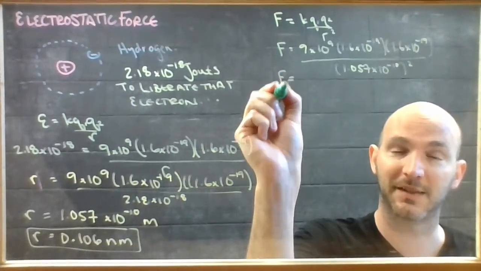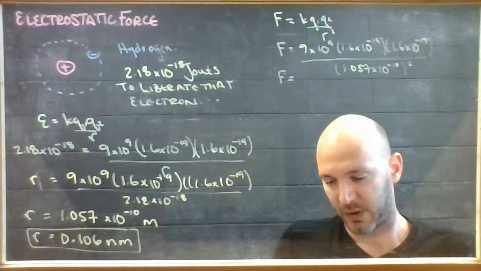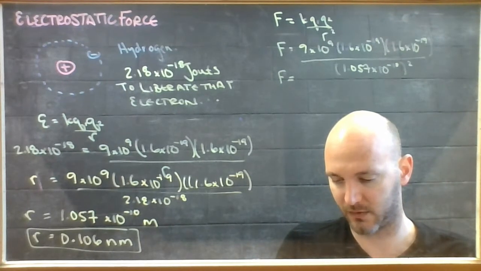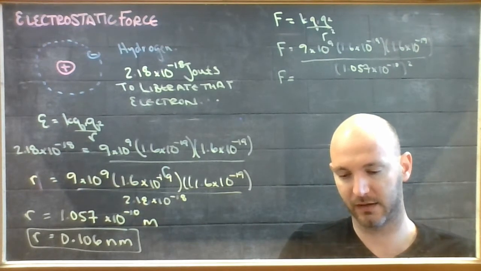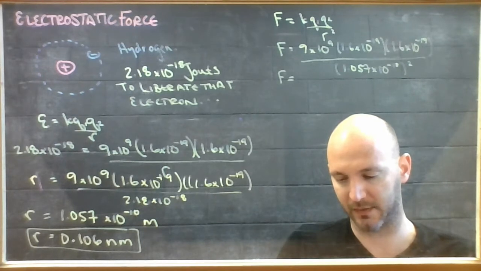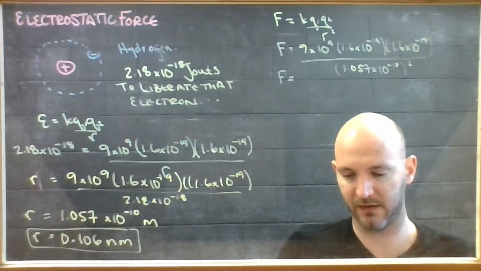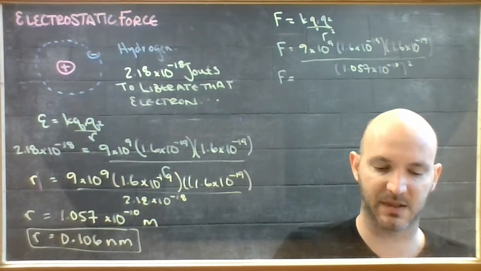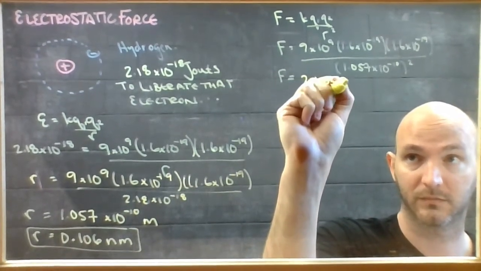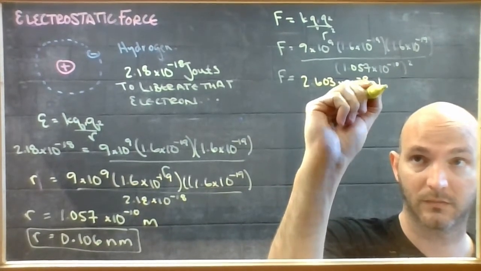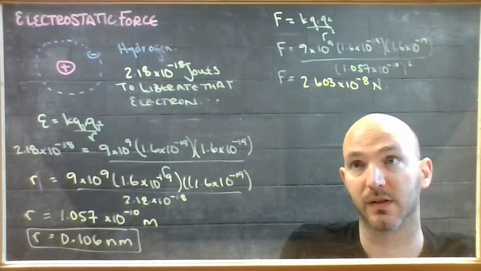So, since I have my calculator sitting in front of me, this will be easy to do. Take that number, flip it, square it, times 9 times 10 to the 9, times 1.6 times 10 to the negative 19, times 1.6 times 10 to the negative 19 gives me 2.063 times 10 to the negative 8 Newtons. Okay. A teeny tiny amount of force.